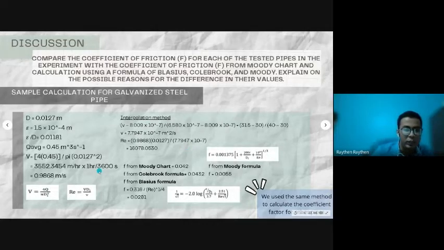So we took the average flow rate from the data we got and used it for the calculation, which is 0.45 meter cube per second. And we found the velocity. The formula is 4 times flow rate over pi times diameter squared. And we got the answer 0.9868 meter per second. To find the kinematic viscosity, we use the interpolation method to find the kinematic viscosity at 31.5 degrees Celsius. From that, we got the kinematic viscosity equal to 7.7947 times 10 to the power of 97 meter cube per second.